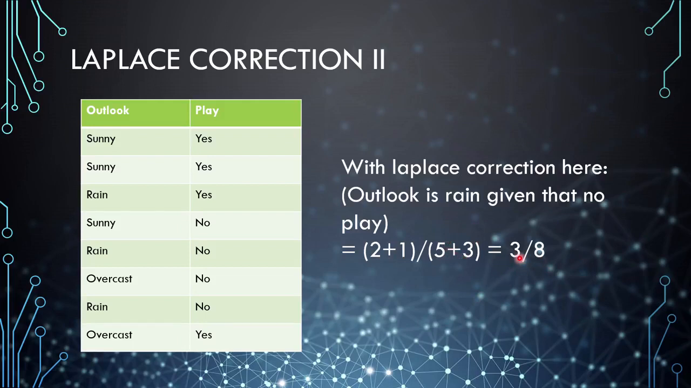So basically I may have missed one more row in which it was no written over that, and maybe this was no itself. So whatever be the case, it would be 4 plus 3 equals 7. So with Laplace correction, 2 plus 1 is being added in the numerator and 3 in the denominator.